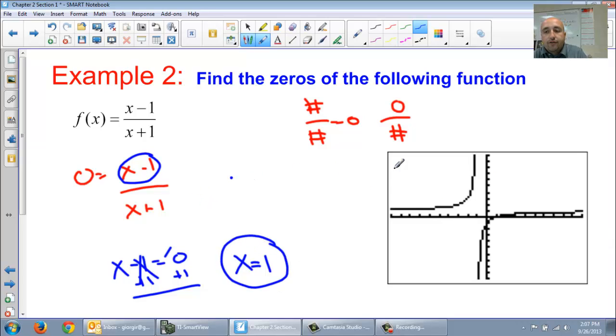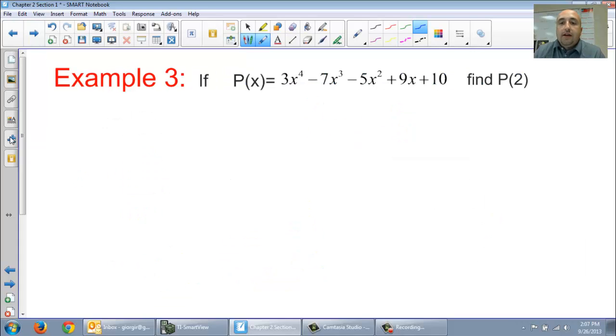So if we look at the graph over here, where does that graph cross the x-axis? At 1. So this is our root and our 0 of that particular problem. Okay. Next, example 3.